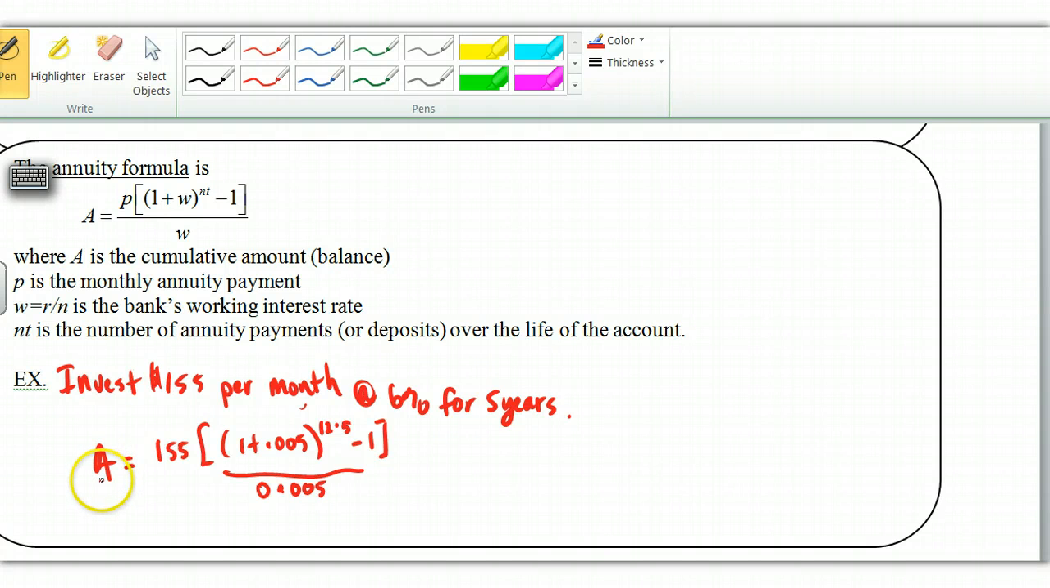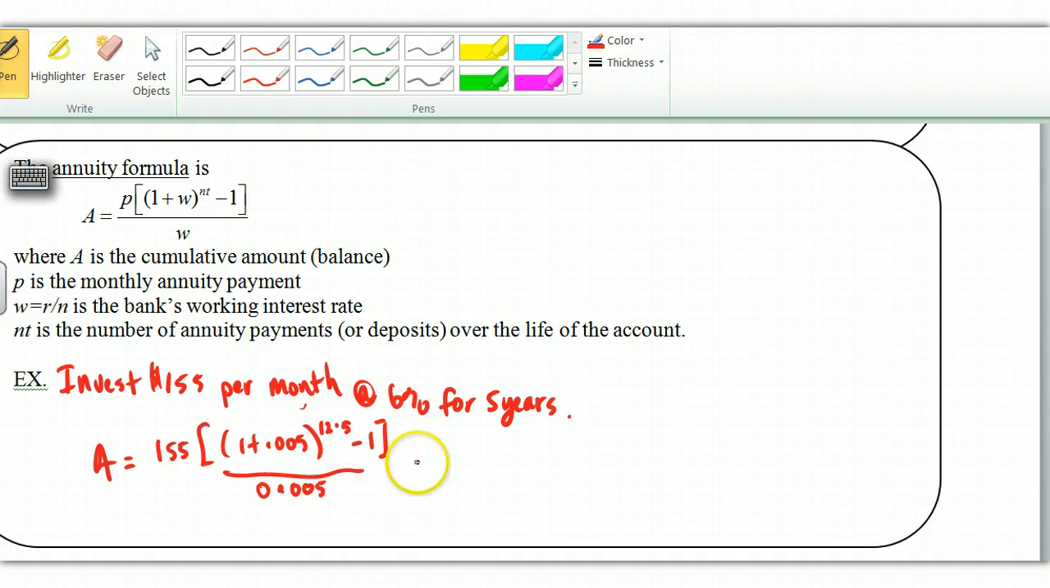So my amount after time t, sometimes I write A of t, sometimes I don't, is going to be your 155, which is your payment. This is lower p. And then I put in brackets with the parentheses 1 plus 0.005 raised to the 12 times 5. Once again, I'm compounding 12 times a year and then times 5 years. And then minus 1. That's all in the numerator. Group that together, and then I divide by 0.005.